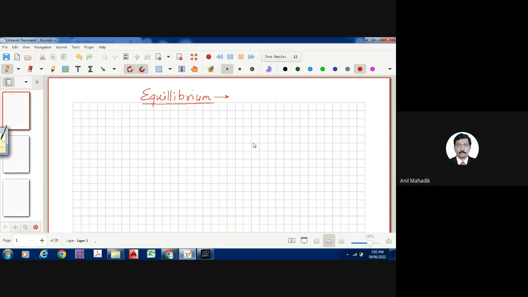Today we will continue with our basic session. I think we stopped last time on the topic of equilibrium. So we will continue that first, and then as we move ahead, we will see the detailed part of each and everything. So last time we have seen the equilibrium.